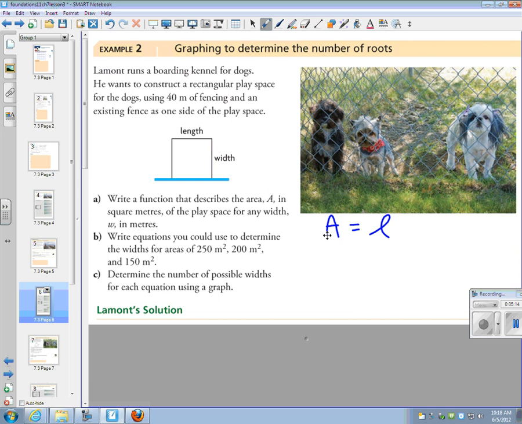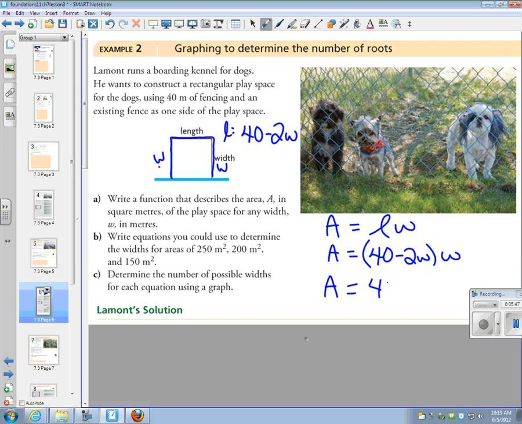But what we want is we want it only in terms of width. Well, if you think about it, let the width be W and W. The entire side is 40, so the length is going to be 40 minus this side W and that side W. So that's really what length equals. We could rewrite this as 40 minus 2W, that's your length, times width. Expanding this, I could get area equals 40W minus 2W squared. Okay, so that's my expression.